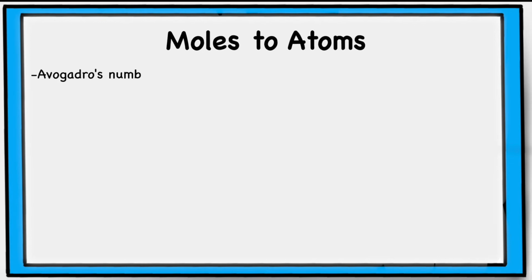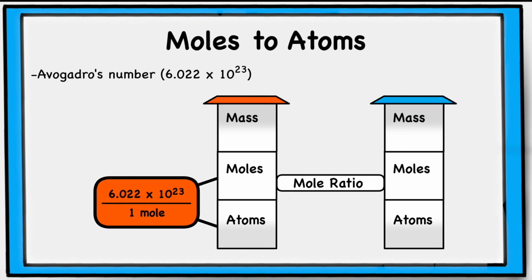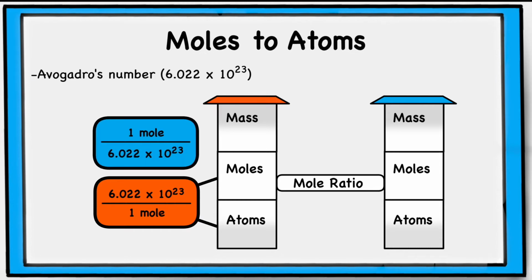So here we go. If you remember, in order to get from moles to atoms, we are going to have to use Avogadro's number. To tie this into our building illustration, in order to go from the mole level of the building to the atom level of the building, we are going to use the relationship 6.022 times 10 to the 23rd atoms over 1 mole. If we're going from atoms to moles, then we're going to have to use the opposite. In other words, the relationship 1 mole over 6.022 times 10 to the 23rd atoms. Okay, so let's apply this into a problem.